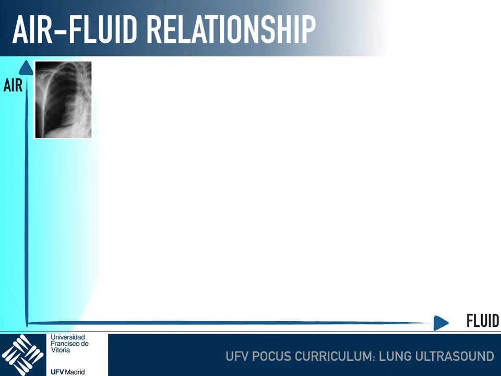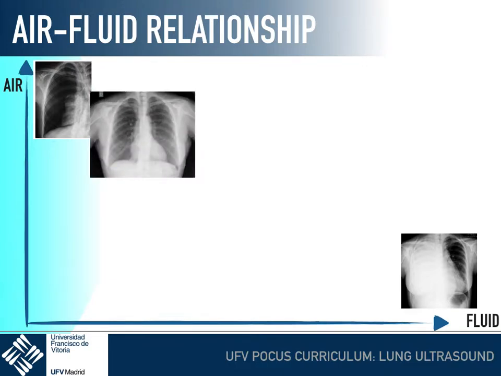The opposite condition, which is totally fluid, where the pleural space is totally occupied by fluid, is the pleural effusion. But the lung parenchyma can be affected by this air and fluid relationship from a pathological point of view. So the normal relationship between air and fluid is mostly air and a little bit of fluid. Remember, the fluid is the parenchyma, the vessels, fluids, and so on. So it's the normal lung.